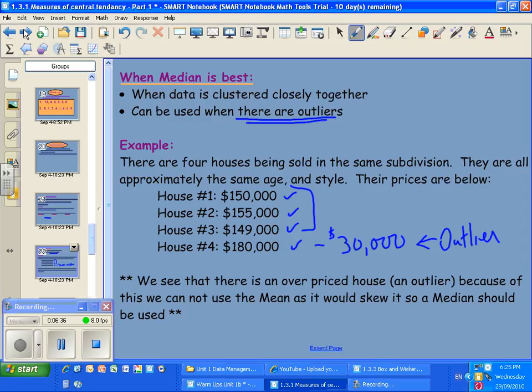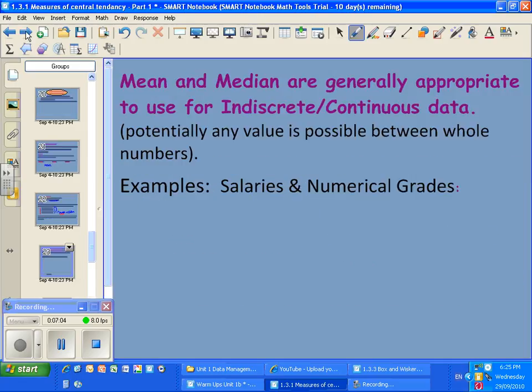So in this example where we have 4 houses, they're all in the same neighborhood, they're all the same type of house, but most of them sold for around 149 to 155. Well, 180 was the 4th house. That's $30,000 difference approximately from the other houses. So it's certainly an outlier, because $30,000 difference to me, that's a lot of money. So outliers are okay for median.